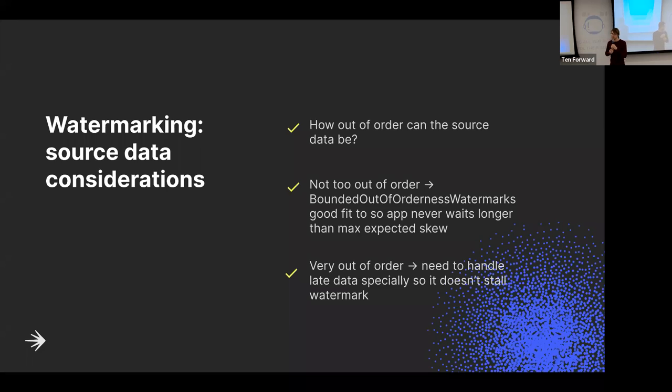Some things you need to think about as you think about watermarking in your application is how out of order can the source data be? If it's not too out of order, Flink provides ways of basically tolerating that. You can say, I expect this data to be up to a minute or 2 minutes old, and your watermark will steadily advance with that in mind. If it's very out of order, you will likely need to implement some other strategy.